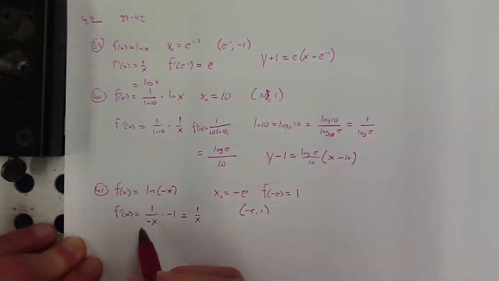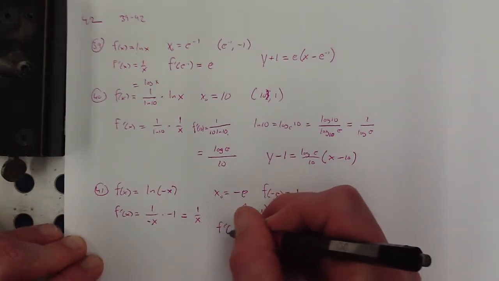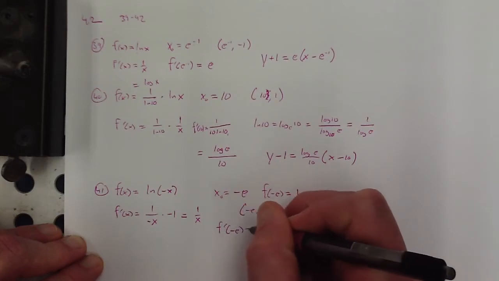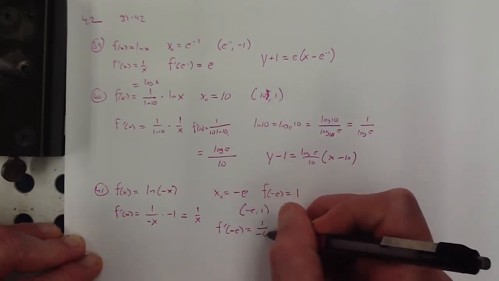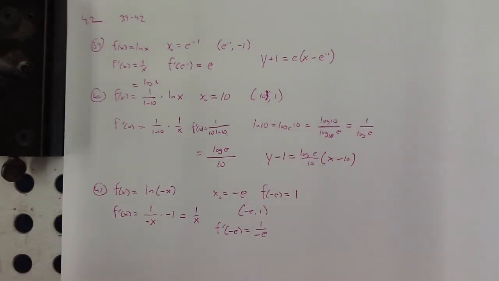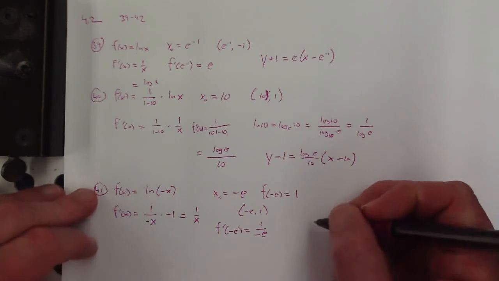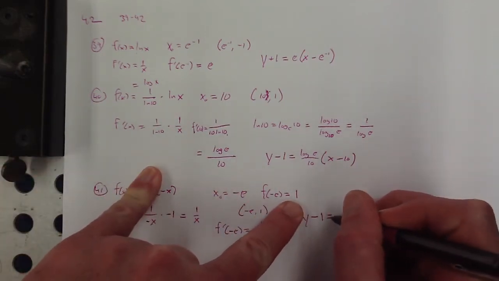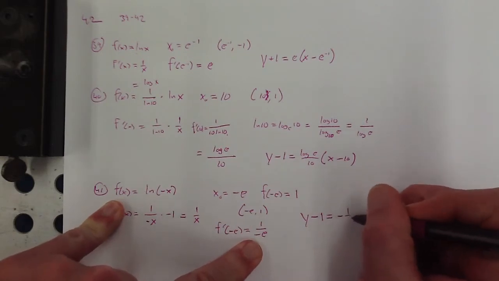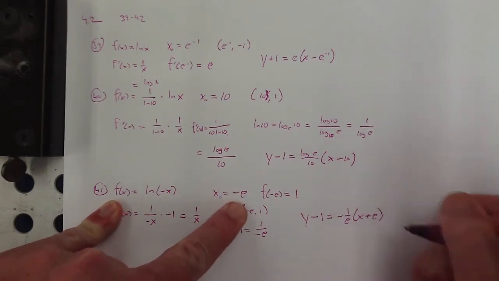And then when I plug my negative e into this to get the slope, f prime of negative e is 1 over negative e. And I'm ready to write the equation for my tangent line now. So y minus 1 is equal to the slope times x plus e.